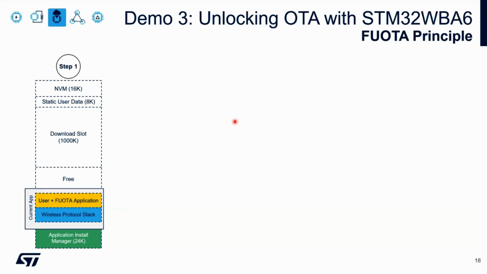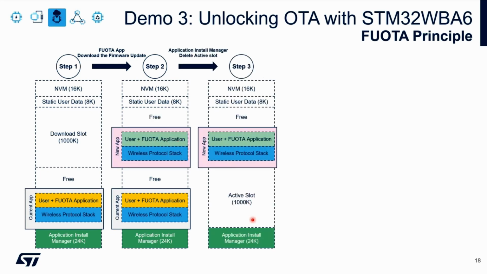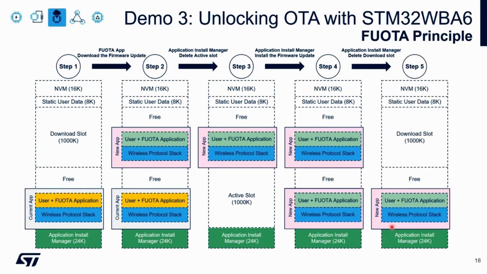So if I try to review the different steps together, the first step is where we start. Then in the second step, the firmware update OTA service will download, for BLE for example, the new application into the download slot. Then the application install manager will delete the content of the active slot. Then the application install manager will copy-paste the new application into the active slot. And finally, the application install manager will delete the content of the download slot. So this is the principle.